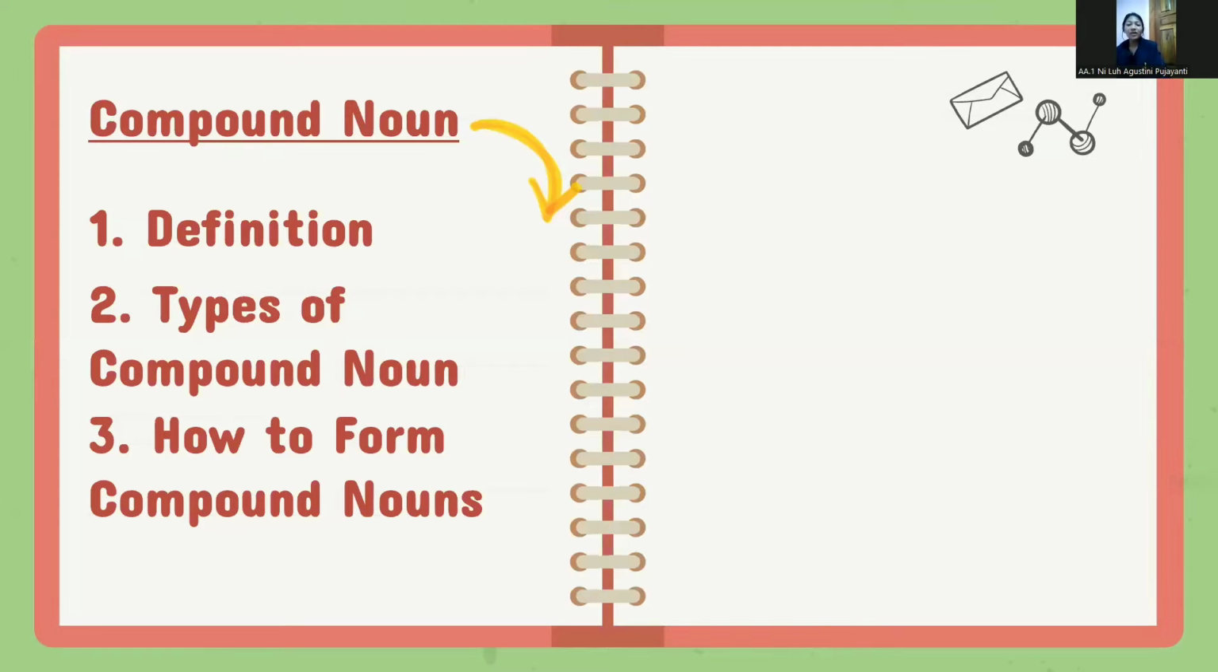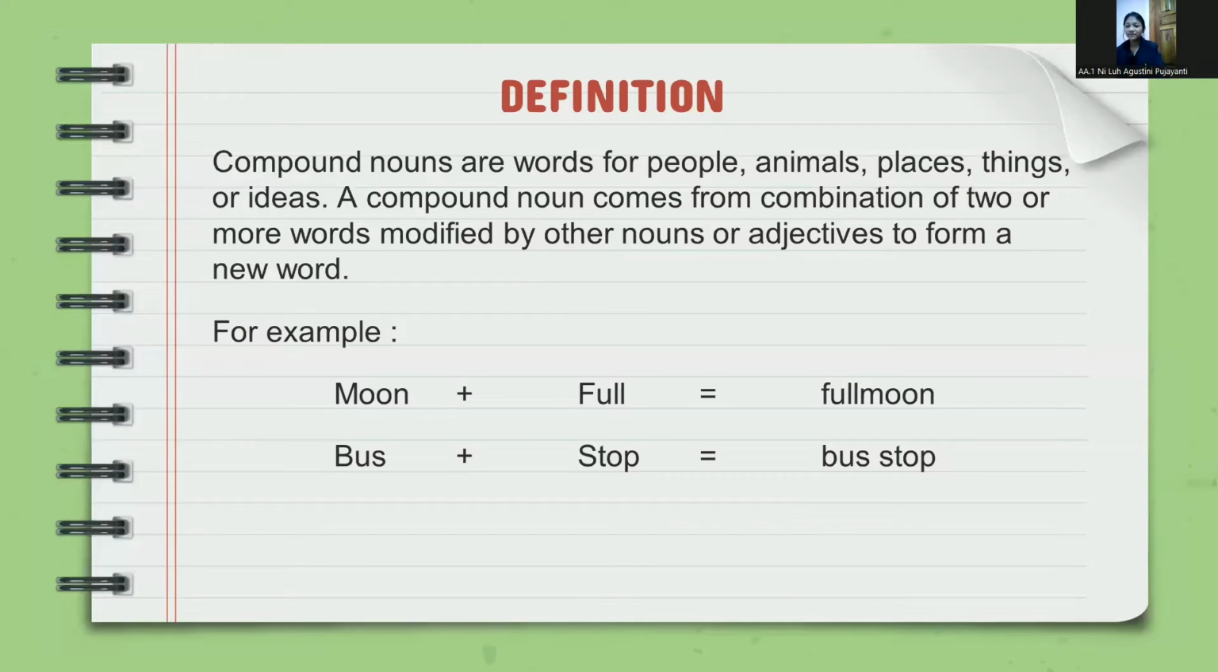We are going to talk about compound nouns. For the first is definition, the second types of compound noun, and last how to form compound nouns. Definition. Compound nouns are words for people, animals, places, things, or ideas.